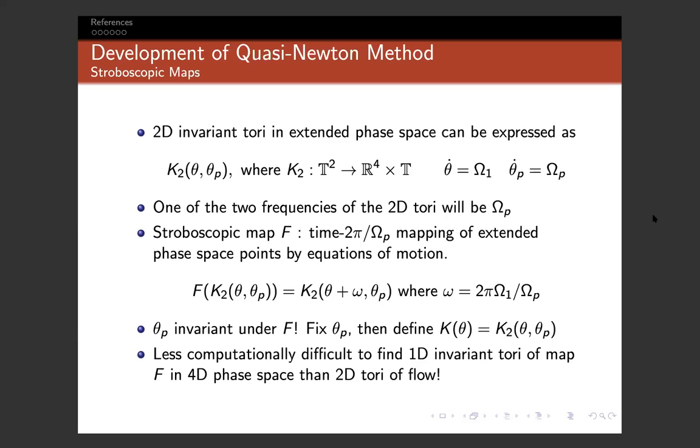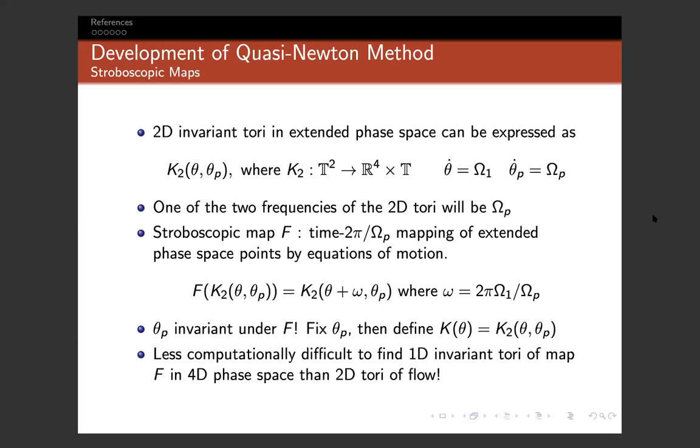So now we define the stroboscopic map, big F, as being the time 2 pi divided by big omega p mapping of extended phase space points by the equations of motion. If we map any point K2 of theta and theta p by this map, because we're just advancing everything for time 2 pi divided by big omega p, theta p comes back right where it started. And theta advances by this constant amount, little omega. And the thing to note here is that since theta sub p goes around by a full 2 pi, it comes back where it starts. So the phase angle of the perturbation is invariant under big F, and so that second angle of the parametrization is invariant under big F.